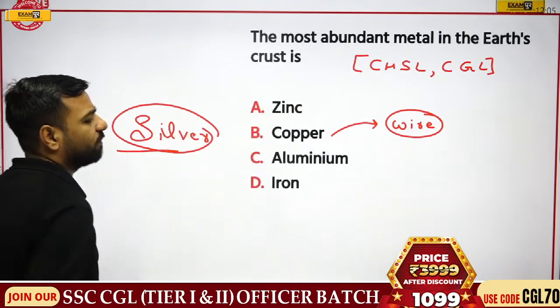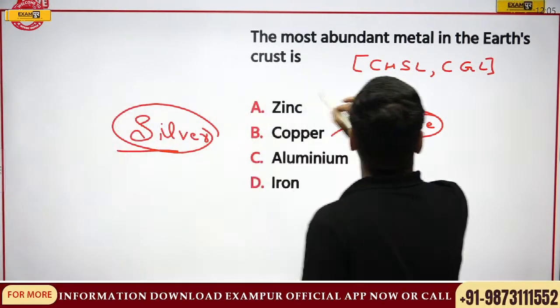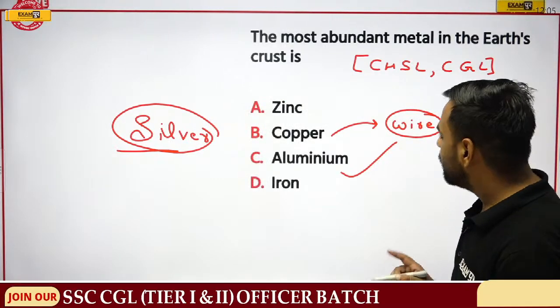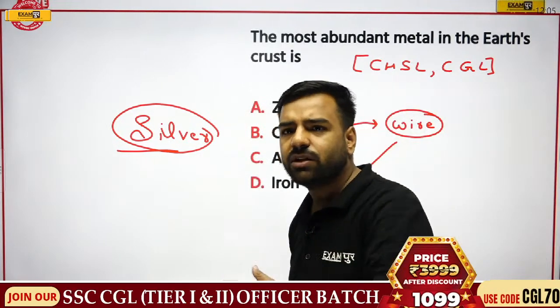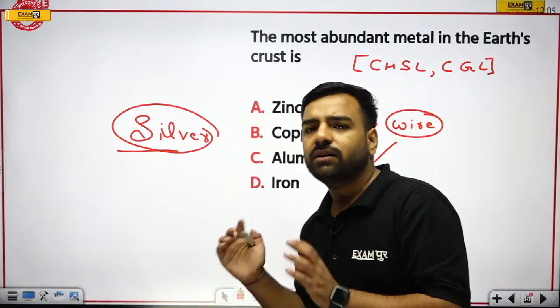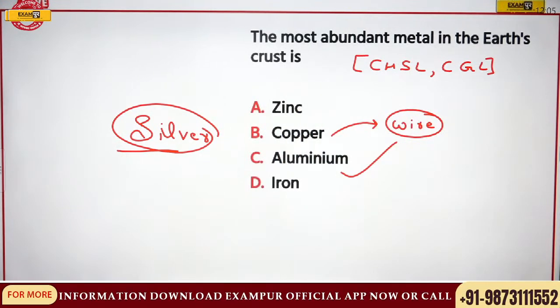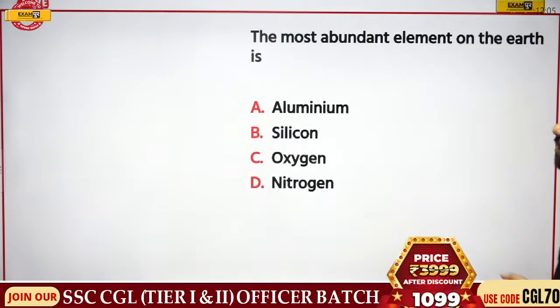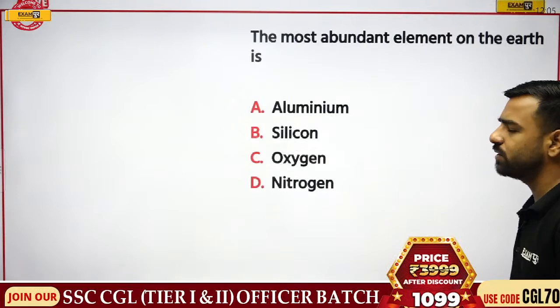That's why we are going with copper. But yes, if I talk about the most abundant metal, that is actually your aluminium. Very important part. Now, there's one more question. The next question, which is important, let's have a look here. The most abundant element on the earth is dash. So here we have aluminium, silicon, oxygen, nitrogen.